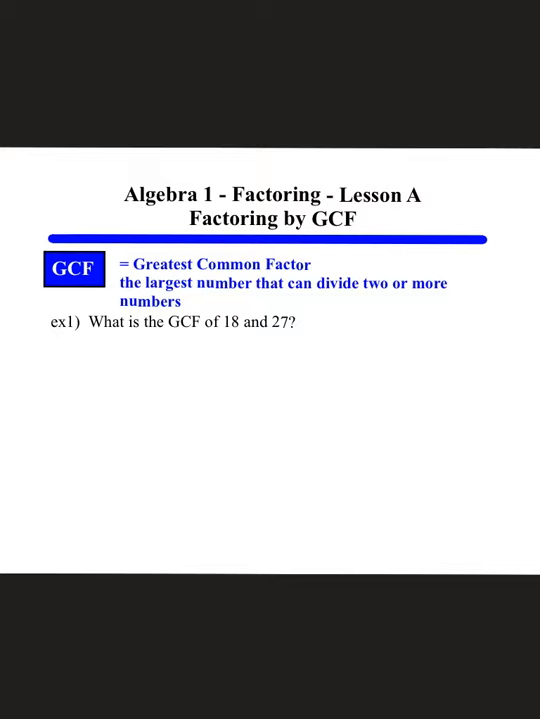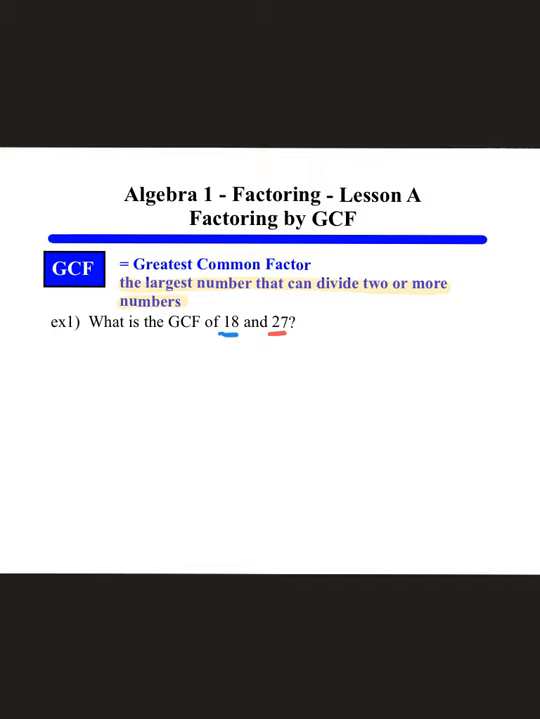Now, GCF stands for greatest common factor. Before, we referred to it as the largest number that can divide two or more other numbers. In other words, you've actually talked about factoring before, specifically when looking for GCFs, or greatest common factors, between two numbers. In our first example here, we have two numbers, 18 and 27, and we're going to try and find the GCF between those two values.